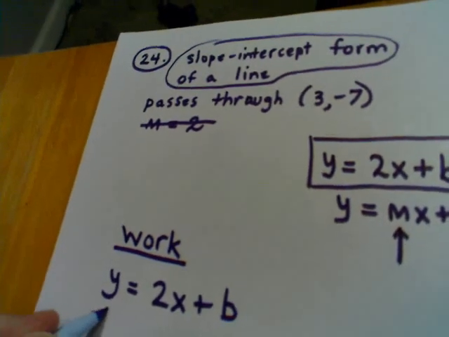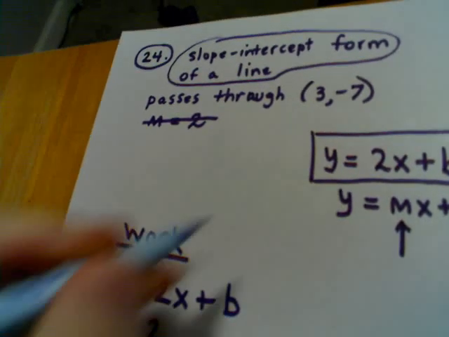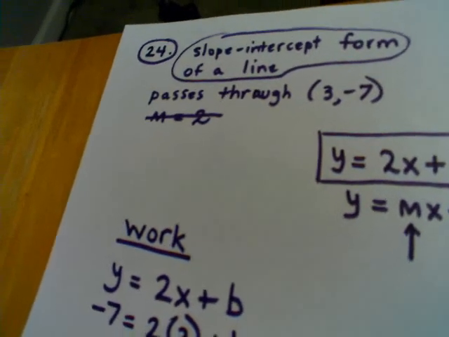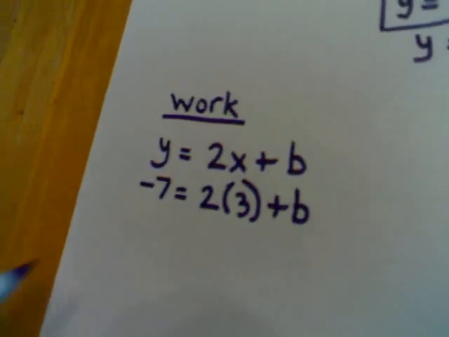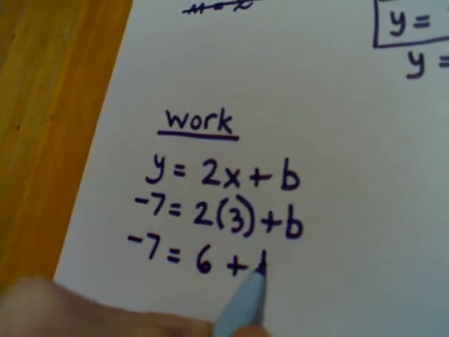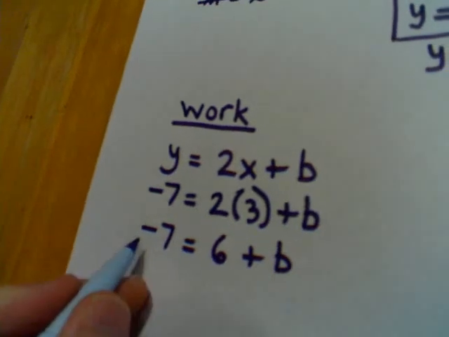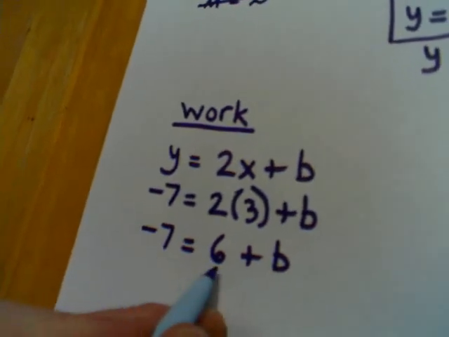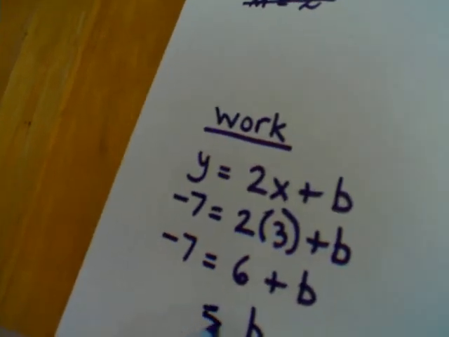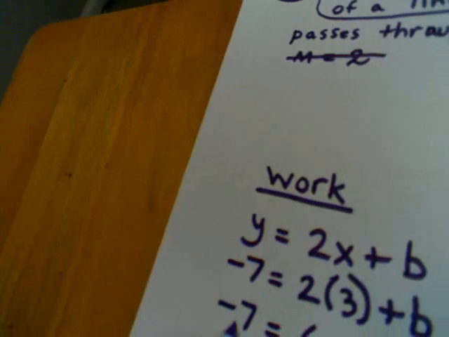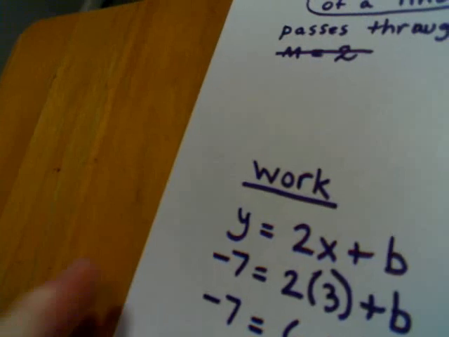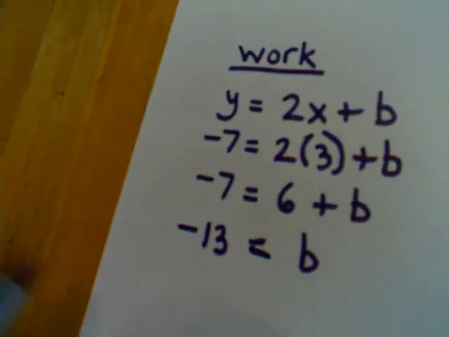-7 goes in the place of y. 3 goes in the place of x. And this is what I have, correct? -7 equals 6 plus b. And if I wanted to get b alone, I'm going to subtract 6 from both sides of the equation. Therefore, b would be equal to -7 minus 6, which is -13. You with me?